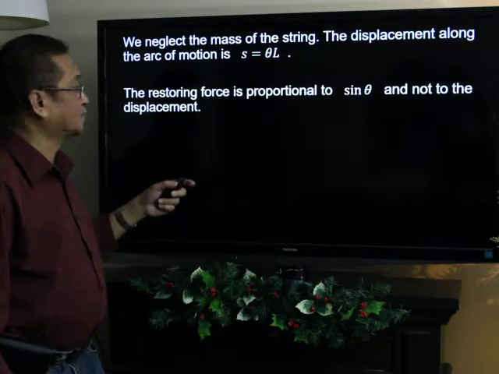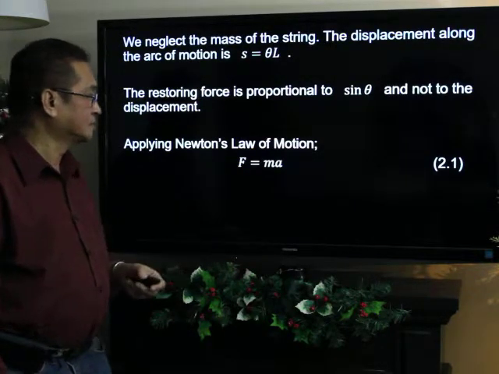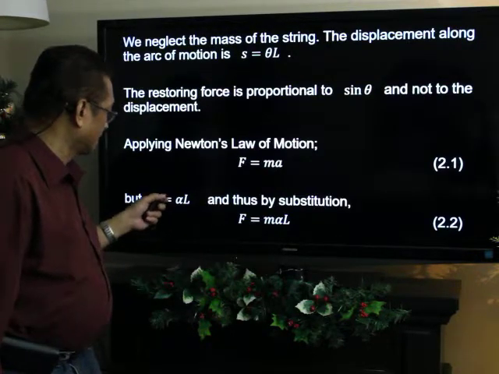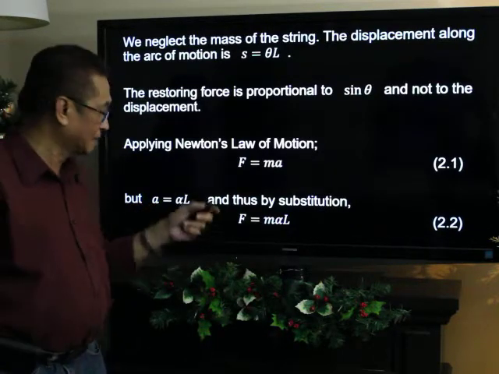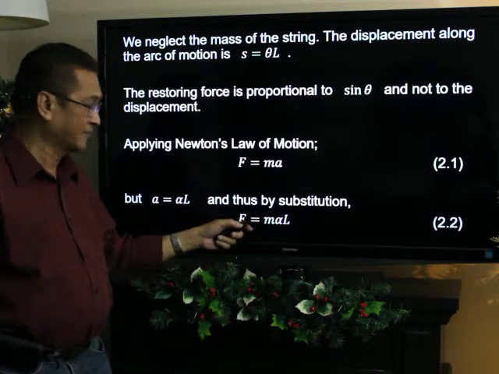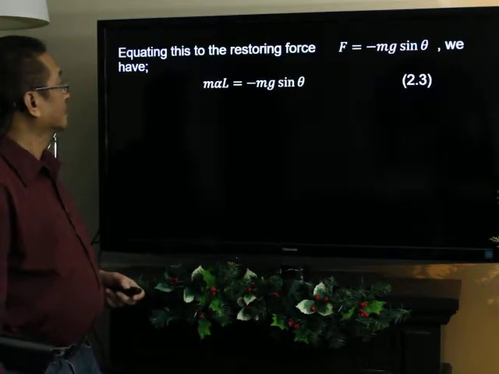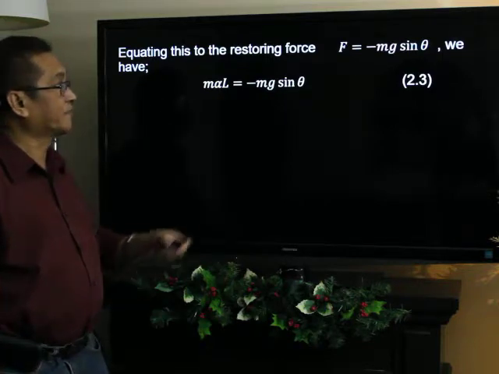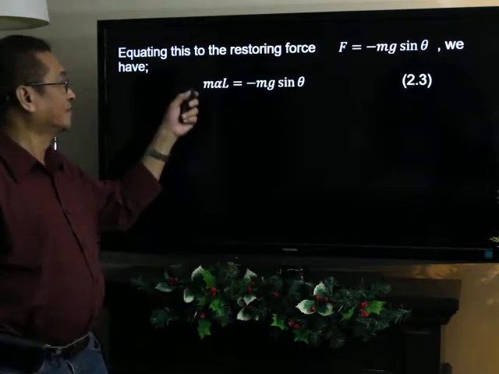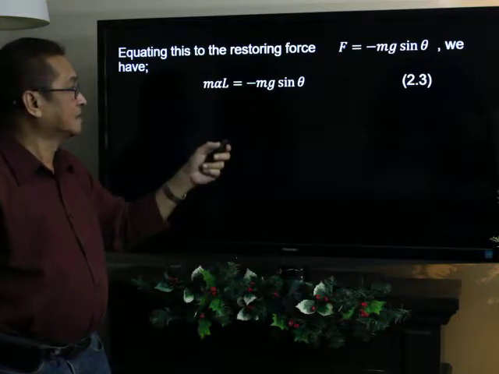The restoring force is proportional to sine theta and not to the displacement. Applying Newton's law of motion, F is equal to mass times acceleration. But the linear acceleration is equal to the angular acceleration alpha times the length L. So by substitution, we have F is equal to m times alpha times L. Equating this to the restoring force F is equal to minus m times g times sine theta, we have m alpha L is equal to negative m g sine of theta.